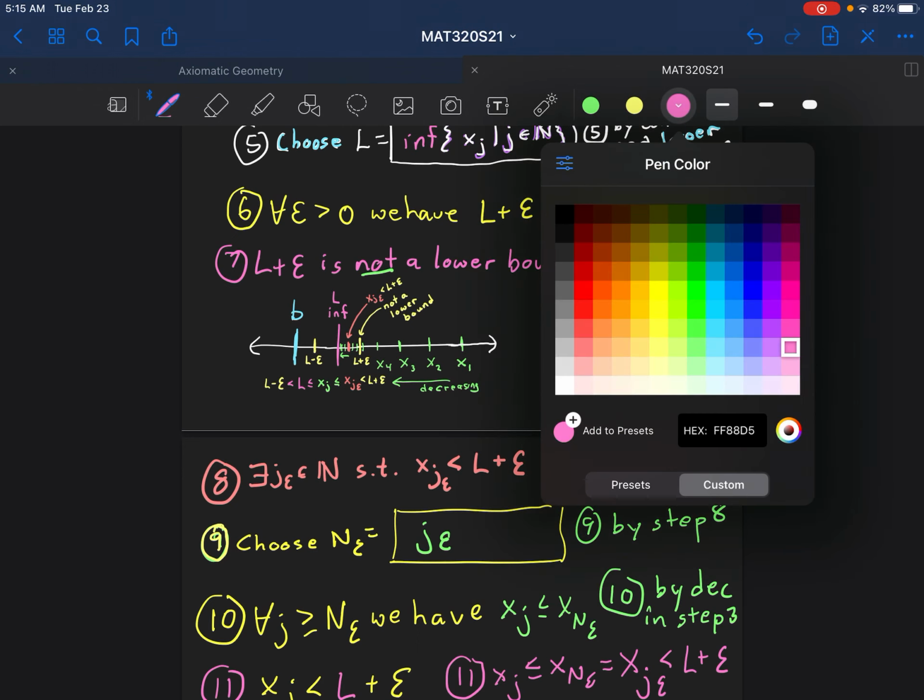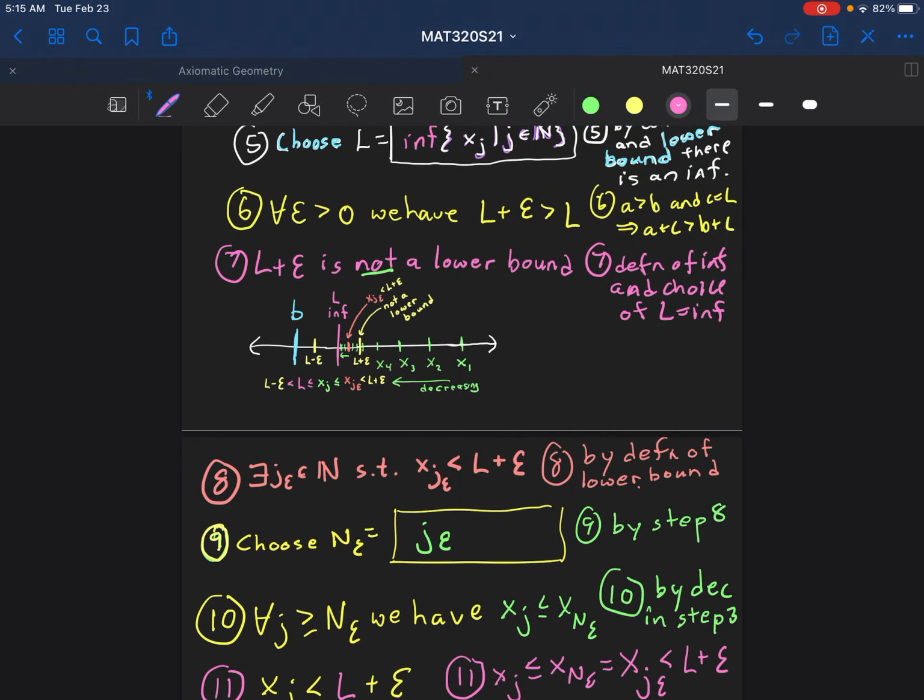So let's emphasize that. I'm going to emphasize that in my statement here. Definition of infimum and choice of L equal infimum means L is the biggest lower bound. Since it's the biggest lower bound, L plus epsilon, which is bigger than L, is not a lower bound. Good. That's step 7. You're going to be working on upper bounds and not being an upper bound. So think very carefully when you do this step 7 in your proof.